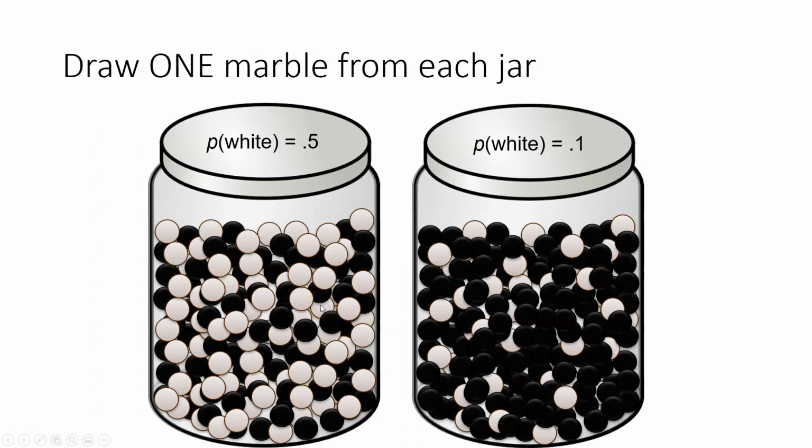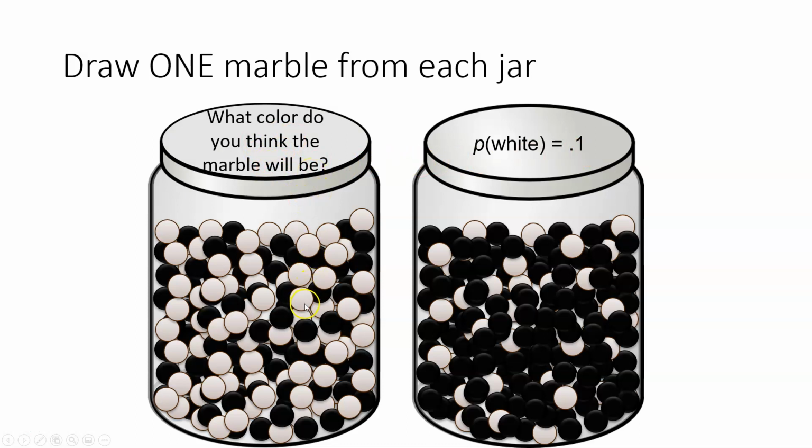Let's take this example here. Imagine you were to draw 1 marble from each jar. The first jar has a probability of drawing a white marble at 0.5, and the second jar has a probability of drawing a white marble at 0.1. If you were to draw it from the first jar, what color do you think the marble would be?